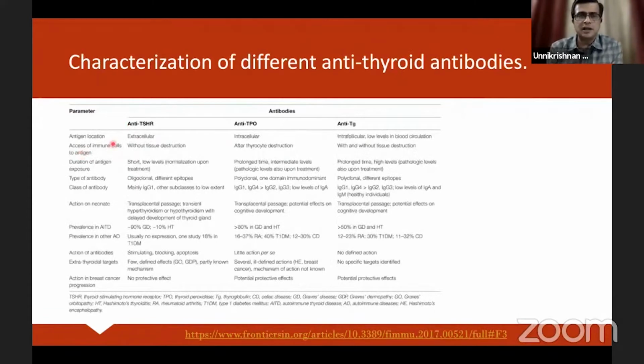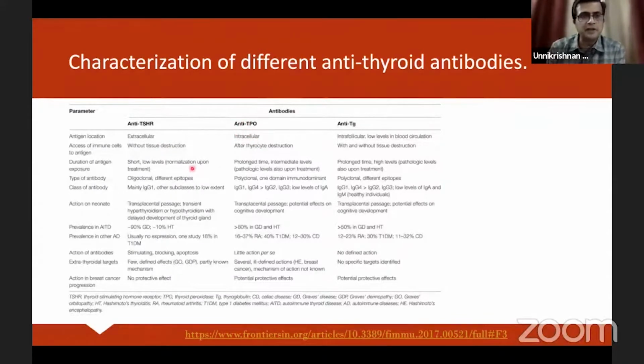So these are the various anti-thyroid antibodies. You have the anti-TSH receptor antibody, the anti-TPO antibody, and the anti-thyroglobulin antibody. Interestingly, the anti-TSH receptor antibody is located extracellularly, anti-TPO is intracellular, and anti-thyroglobulin antibody is intrafollicular with low levels in the blood circulation. The access of the immune cells to this antigen in the case of anti-TSH receptor antibody is without tissue destruction, but in anti-TPO antibody, it is after thyrocyte destruction.